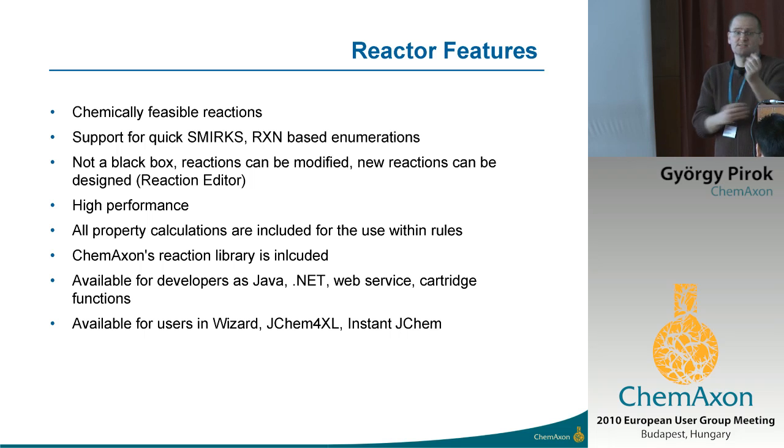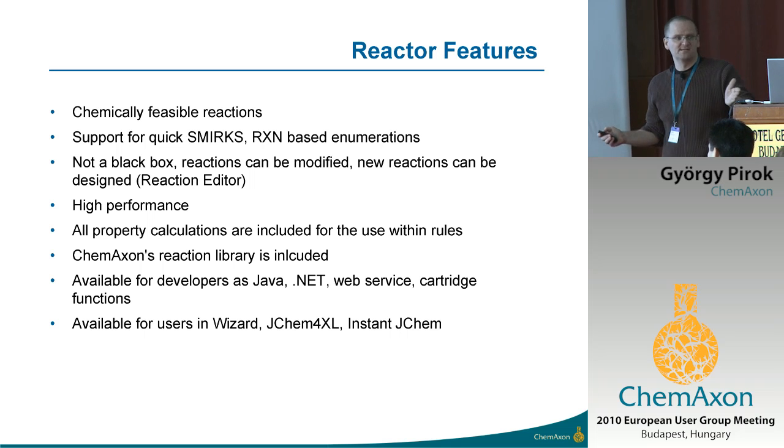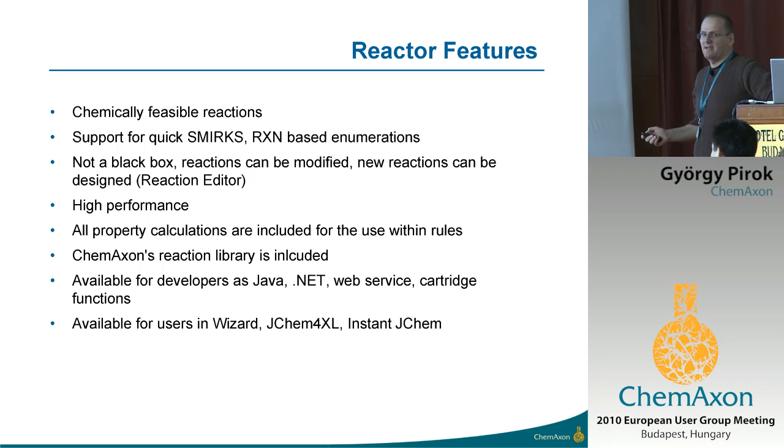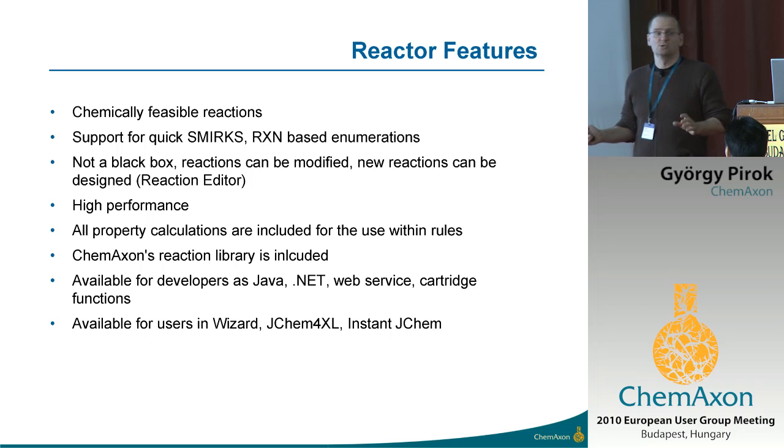So finally, some features and limitations. Features: chemically feasible reactions if you want, but if you don't, you can use your SMIRKS, SMARTS, or RXN-based enumeration, that's fine. You have to pre-select your reactants. It's not a black box. You can always modify a reaction if you experience something else and create new ones. It is high performance. You can generate huge libraries quickly. Speed depends on the calculations included and on the complexity of your reactions. All property calculations are currently included in the Reactor license for use in the rules. So you can access all calculations of ChemAxon to make your reaction better.